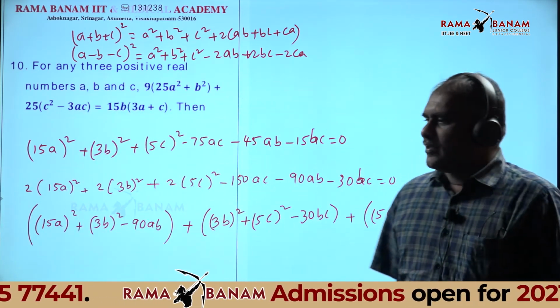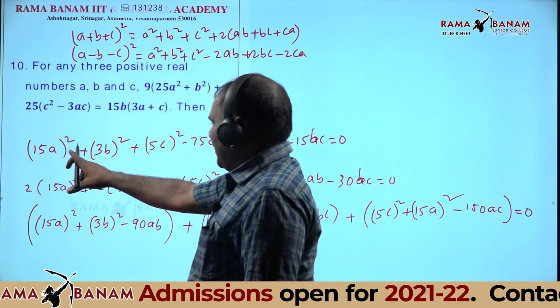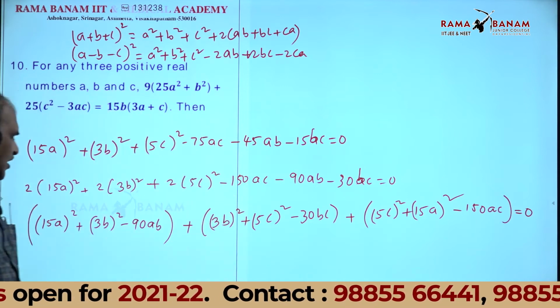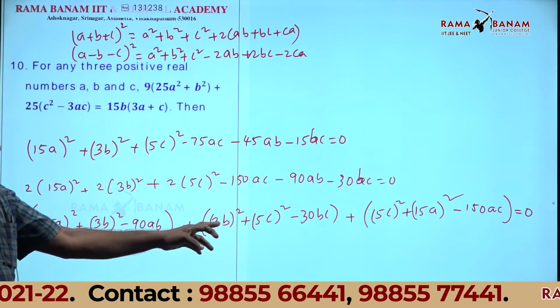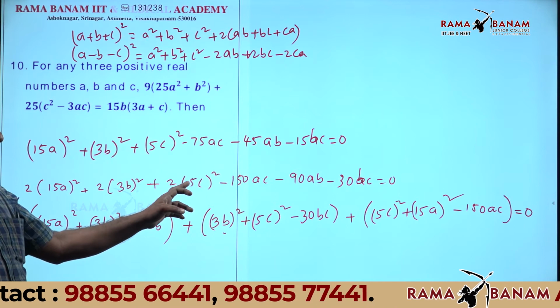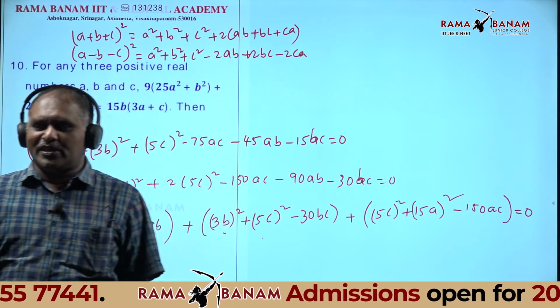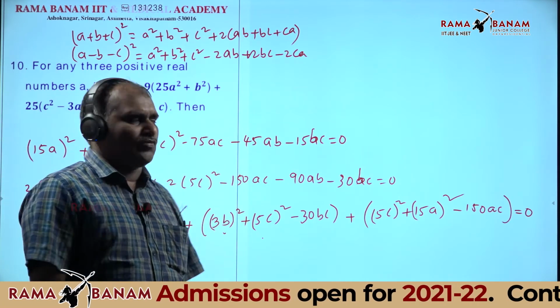Yes, sir. Therefore, 15A whole square here I written and last also written. 3B whole square here written, here also written. 5C whole square here written, here also written. Everything two times I written like this.